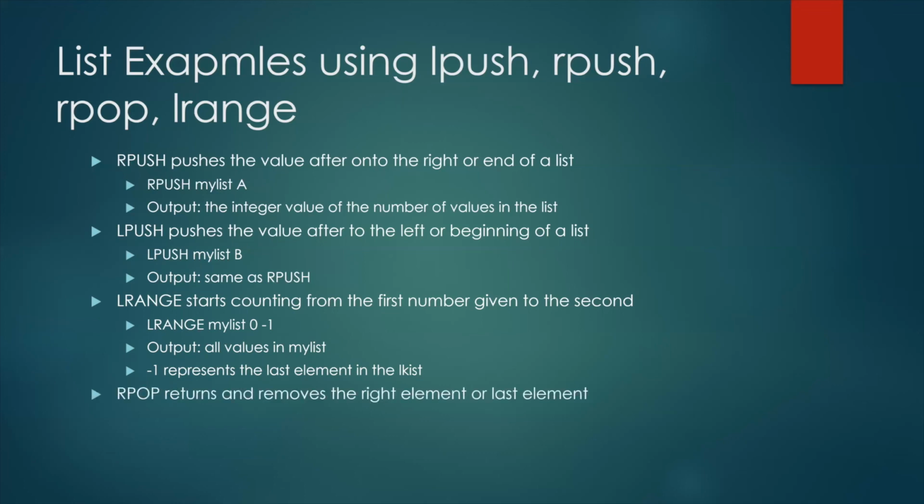Next command is rpop. Rpop basically removes and returns the most right element, or the last element in the list. An example is just going to be rpop, and we're going to use the same list we've been using. And the output is going to return a, as a is the last value in the list currently, as well as you're going to remove the value from my list. So currently, after this command, my list is just going to be the value b.